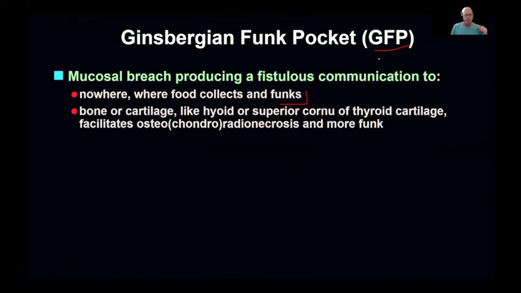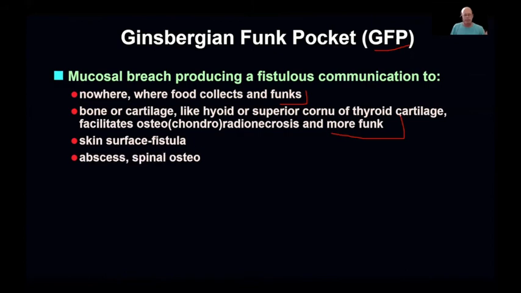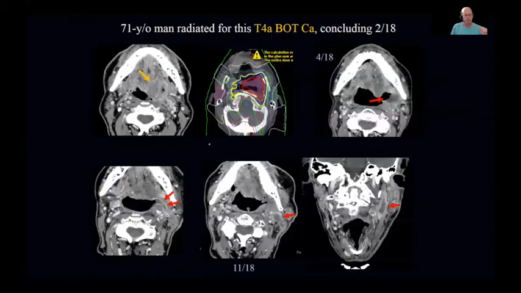And if it extends to a place where there's bone or cartilage, often the superior cornu of the hyoid or thyroid cartilage, that can lead to chondroradionecrosis and more funk. So it can also ultimately lead to a fistula to the skin surface, and in really bad cases, if it goes posteriorly, it can lead to an abscess in spinal osteo.